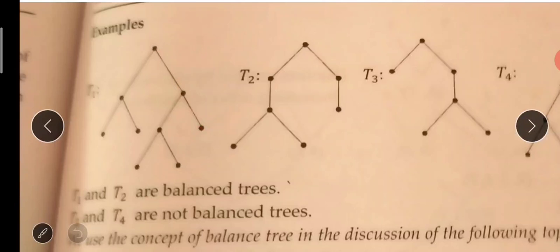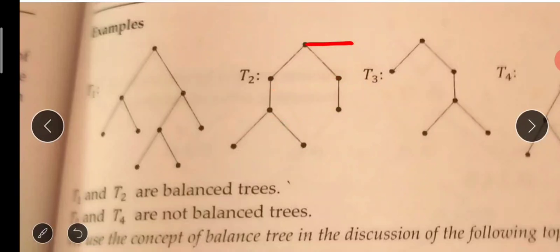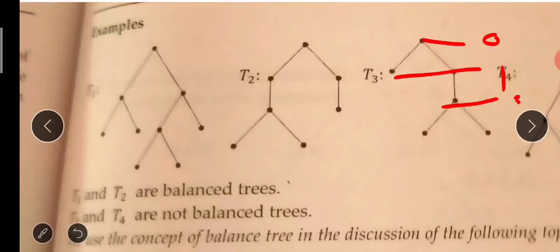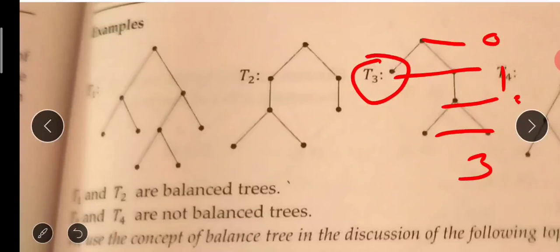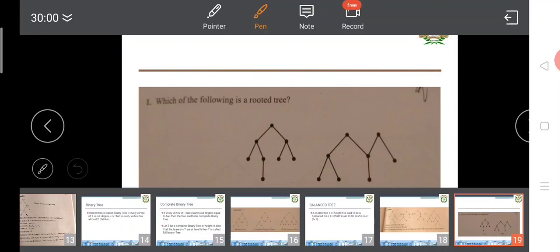If you observe the second one, this is level 0, level 1, level 2, and level 3. Every leaf is at the third level or second level. No doubt, this is a balanced tree. If you observe the last one, this is level 0, level 1, level 2, and level 3. Some leaves are at level 3 and level 2, but one is at level 1, which is h minus 2. So it is not a balanced tree. Next, find out which of the following is a rooted tree. Take two seconds.